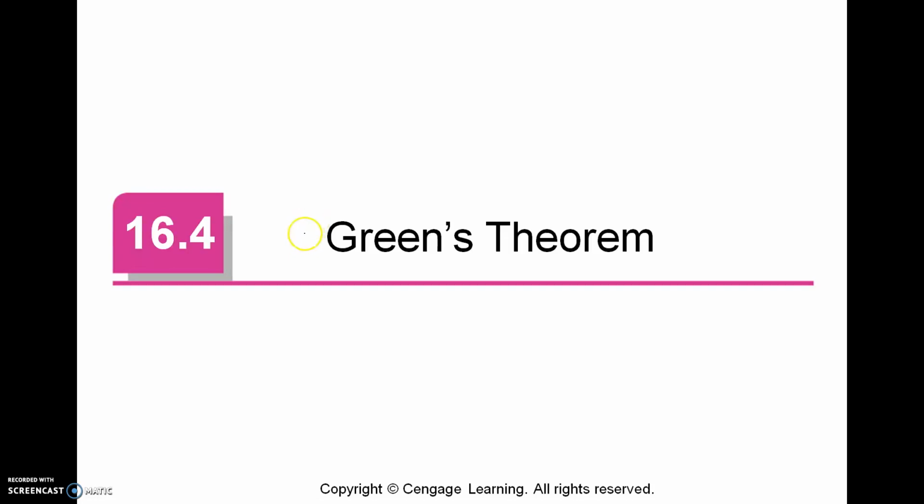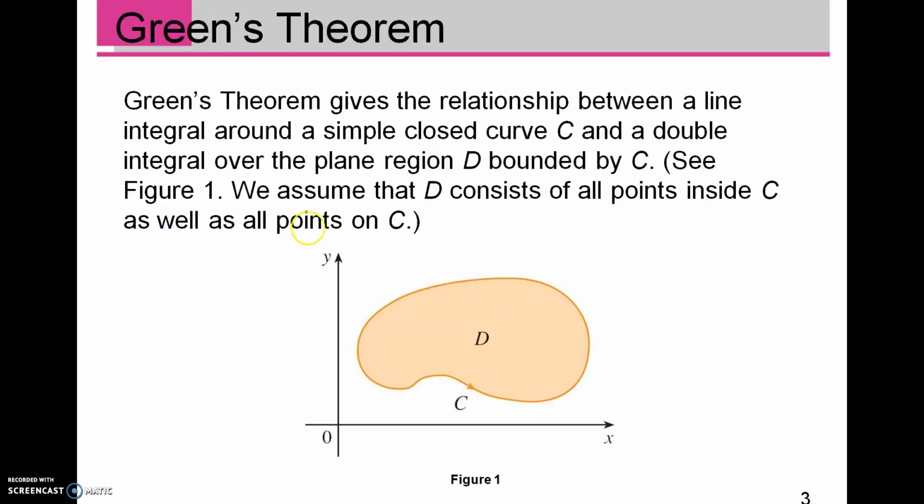In this video, I'm going to discuss Green's theorem. Green's theorem gives a relationship between a line integral around a simple closed curve C and a double integral over the plane region D, which is bounded by C. All right, so we see figure 1. Assume that D consists of all points inside C as well as all points on C.